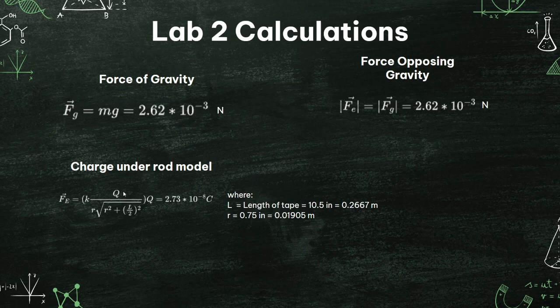And now here we use a different calculation for the charge, since in our new model we're representing the charge as a rod or a collection of points, basically. At each point, the charge is going to be described by this formula here instead of Coulomb's law. Instead of the generic Coulomb's law formula, we have a derived counterpart to it, and that value ends up being equal to 2.73 times 10 to the negative 8th coulombs, where L is the length of the tape at 10.5 inches or 2.667 meters, and R being 3/4 of an inch or 0.1905 meters.